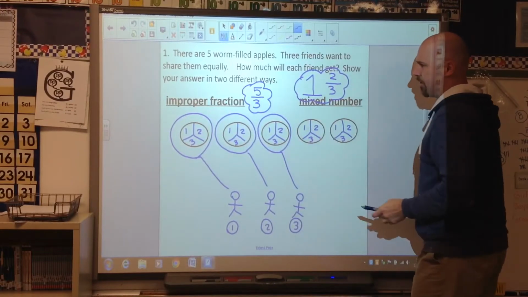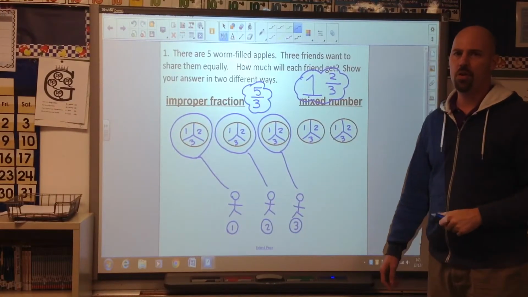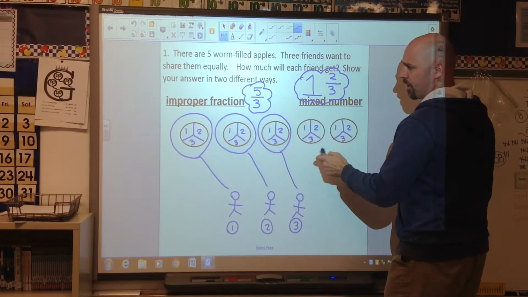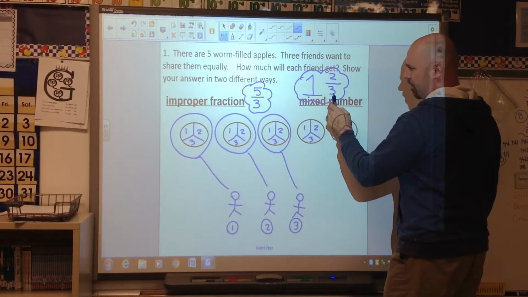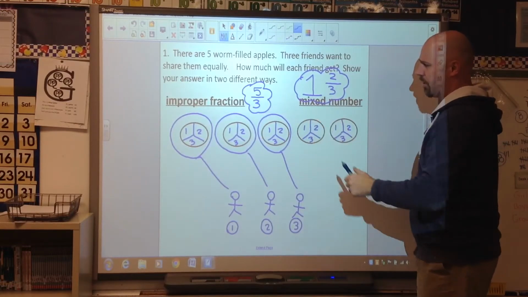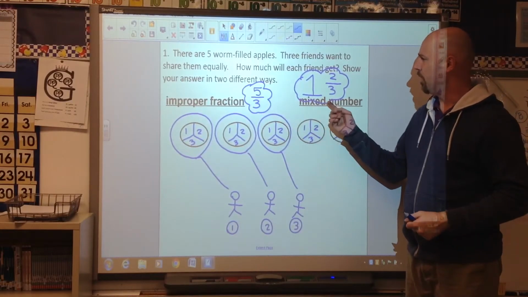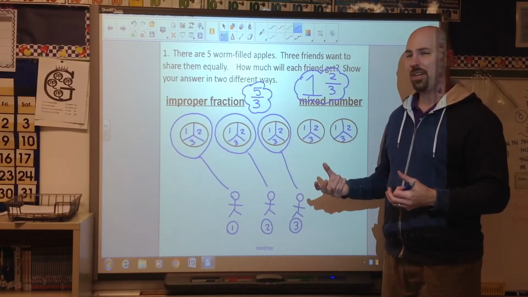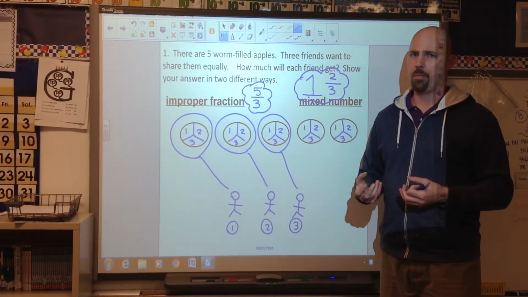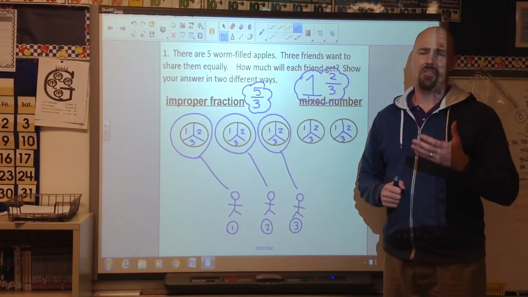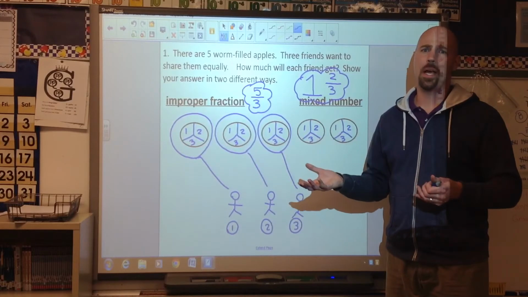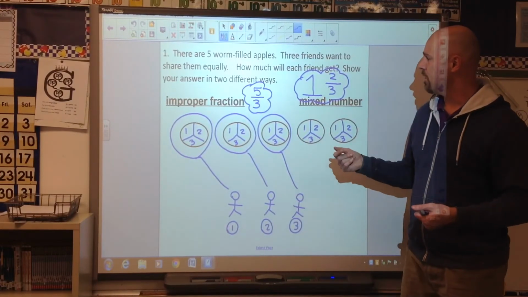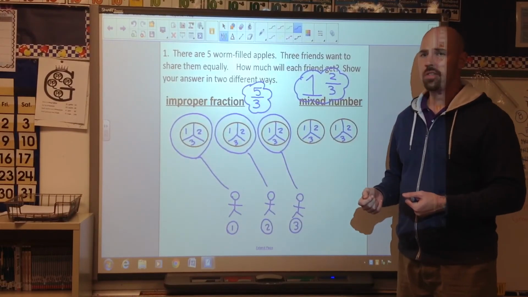Now when we're done with our answer, one of the ways we can double check to make sure we've got our numbers in the right place is to look at our denominators, because these are cut into thirds. This should be a third, and this should be a third. And this is where we also start talking about 5 thirds and 1 2/3 being equivalent, that big fancy word. They are equal to each other. They look a little bit different, but they're worth the same amount. It's kind of like you can have a dime or you can have 10 pennies. They're worth the same amount, they just look a little bit different. So that is sharing with improper fractions and mixed numbers.